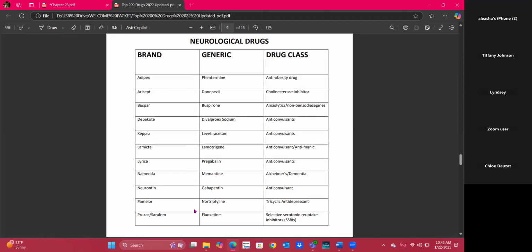And the last item we have on this week's weekly quiz for the drugs is Prozac, or sometimes you'll see the brand name Sarafem. That goes by the generic name of fluoxetine. And this is a selective serotonin reuptake inhibitor, or SSRI. So those are how we enunciate those.